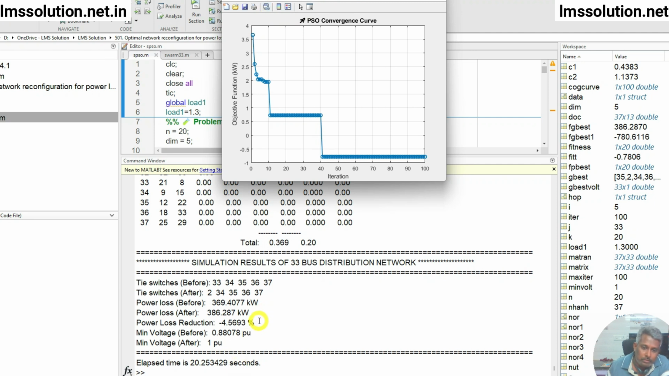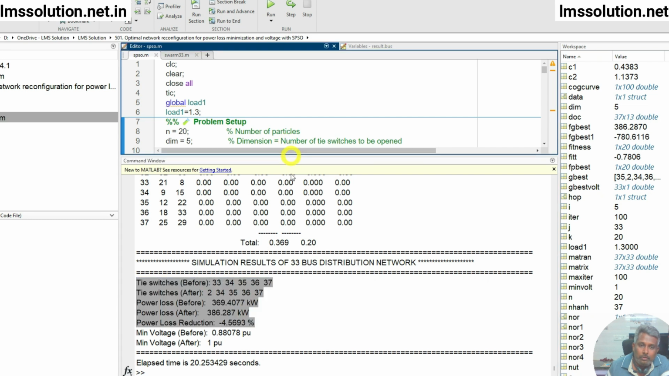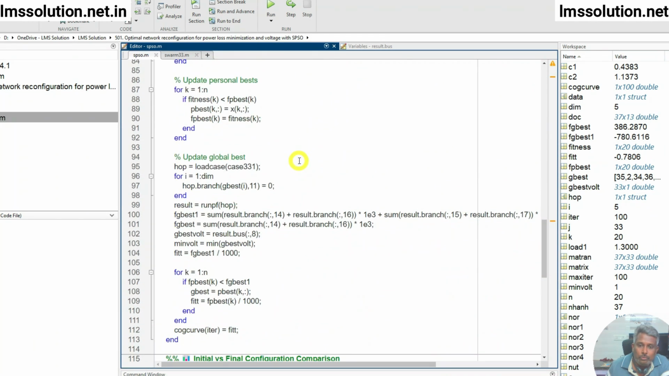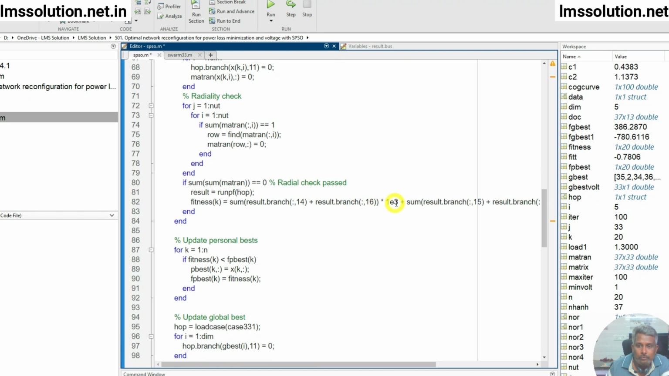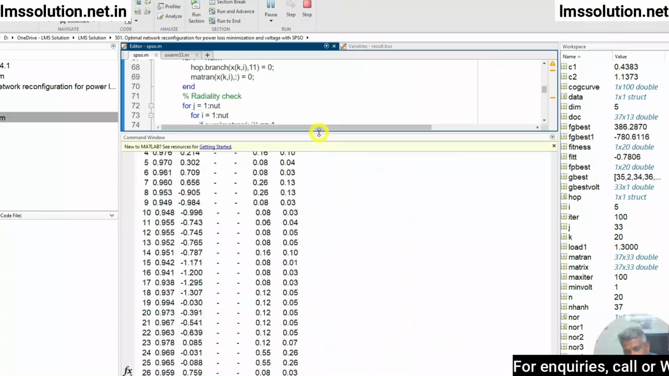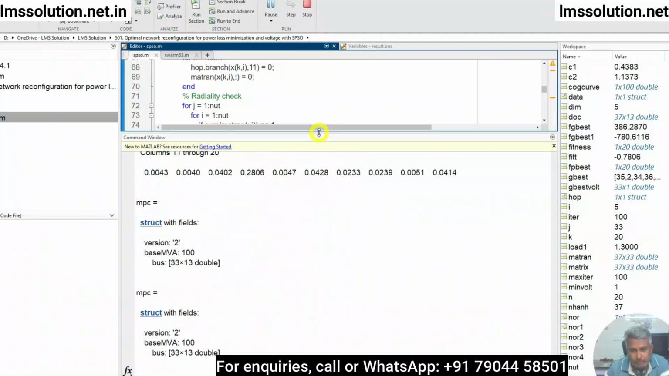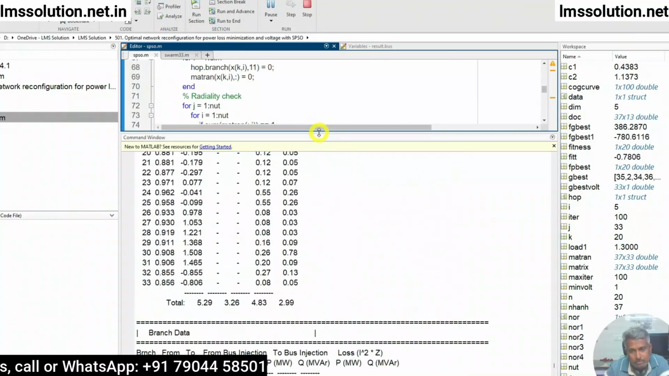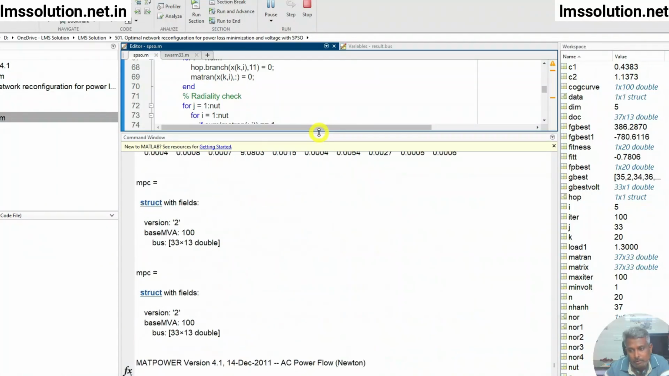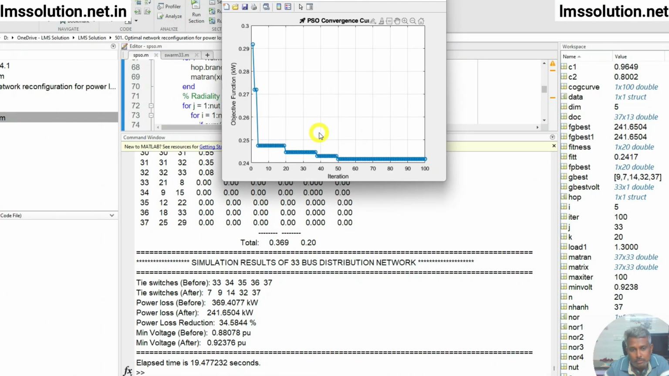If suppose we are not getting this result correctly, then one thing you can do is skip this portion and only take the real power loss alone. Just skip this one and run this one, then you will get the result. We take only the power loss as the fitness function, so we will get a better result. So you can take only real power loss as the objective function and then do the optimization, then you will get a better result.